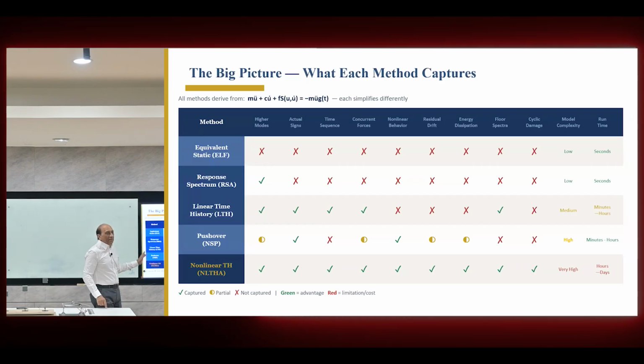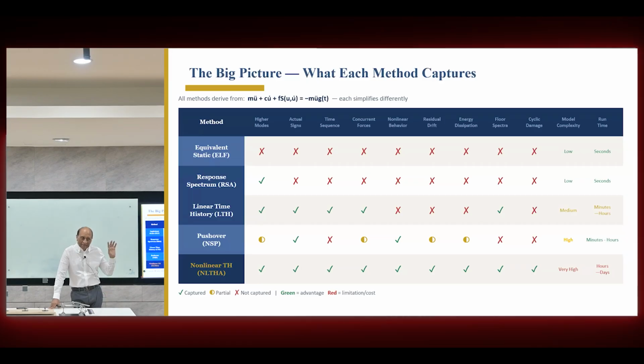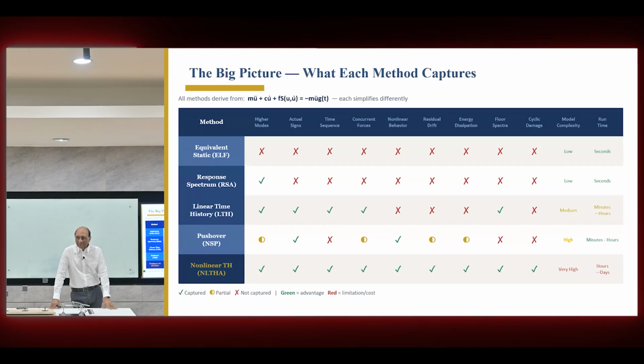Okay, so this will immediately tell you what method you need if you're looking for a certain thing to be included. This is for tall buildings, not for ordinary buildings. Ordinary buildings need a different table because all of these things are not relevant to low-rise buildings.